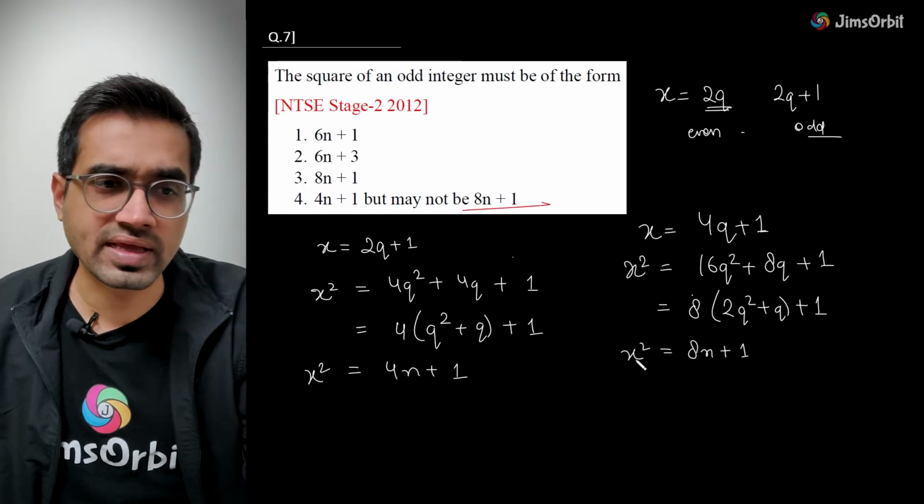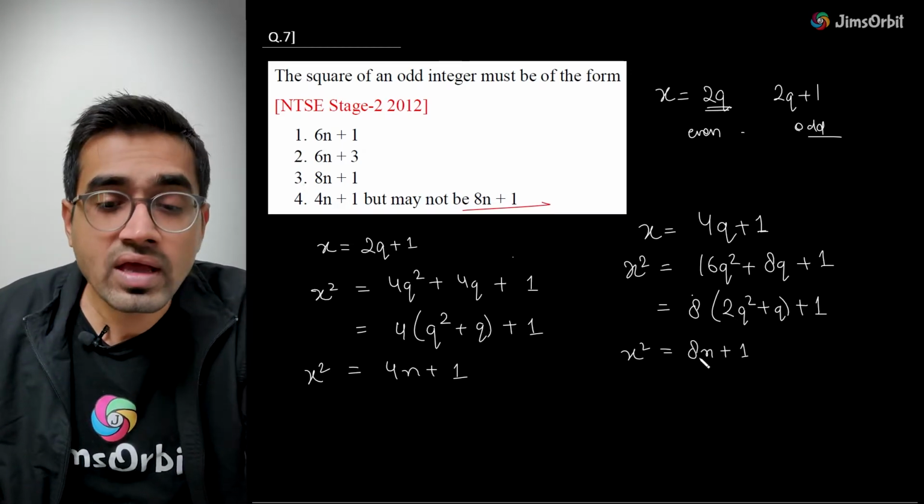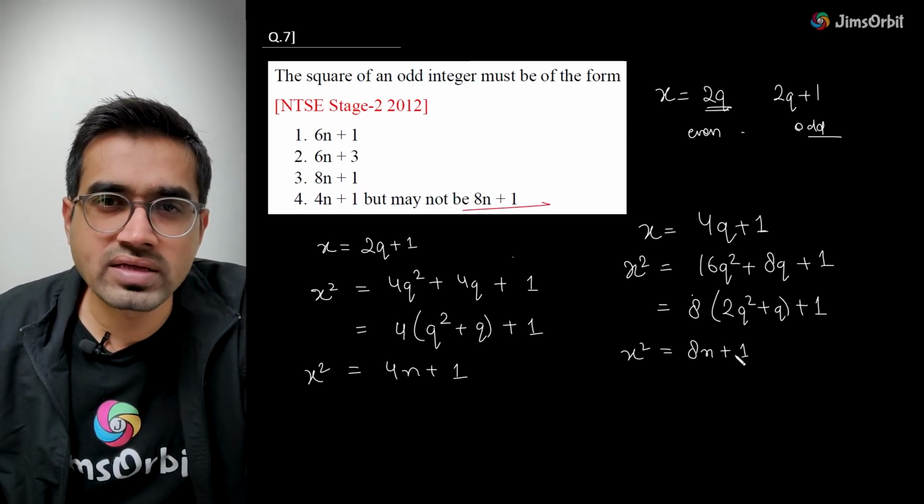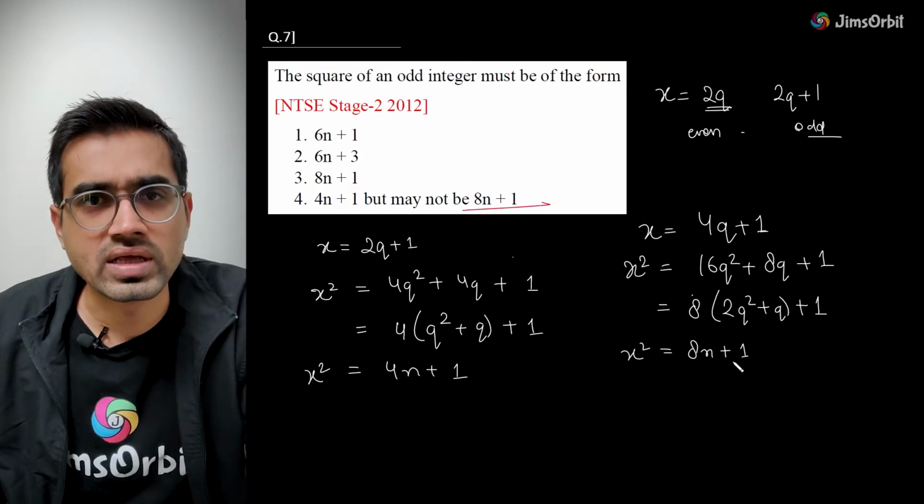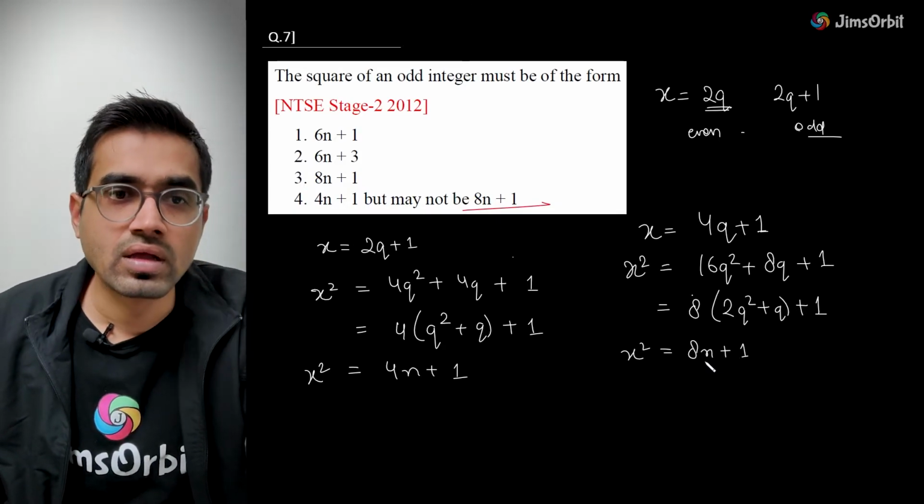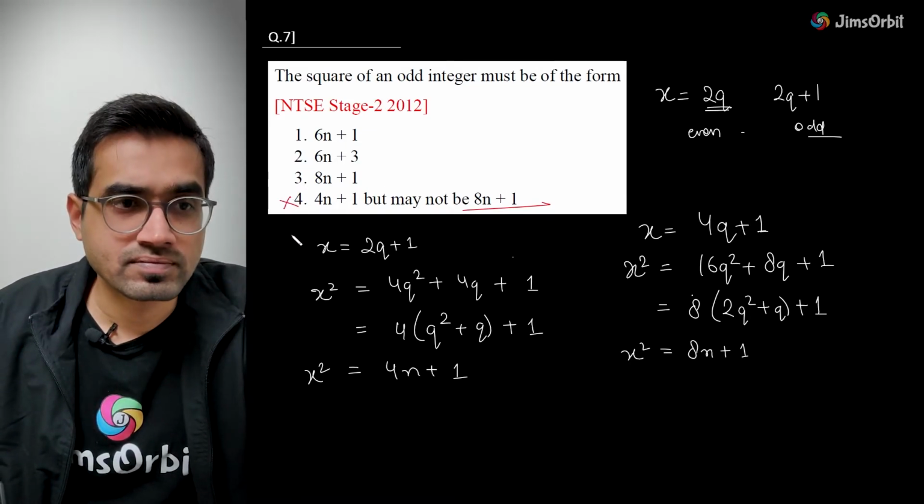So why did they say that it may not be 8n plus 1? So this cannot be true. Why? If I put n as 1, I get 9. And the square root of 9 is 3. So it is giving me an odd integer for n equal to 1. So this is not a correct statement.